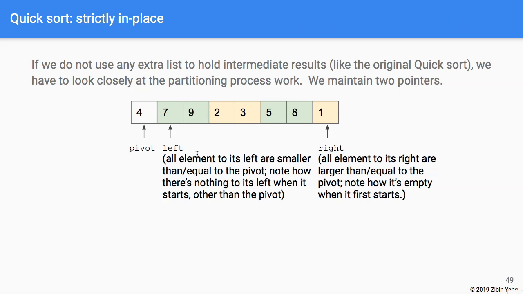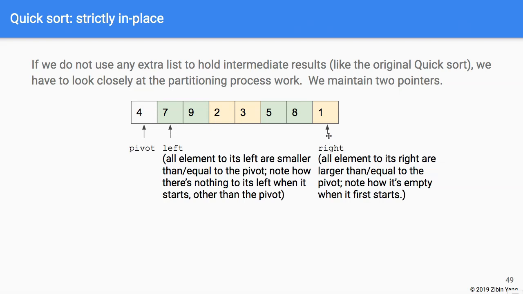Now, the significance of these pointers: for the left pointer, when we are done, all the elements to the left of the left pointer should be elements that are smaller or equal to the pivot. Note that when we start, there's nothing to the left of the left pointer, other than the pivot itself. That makes sense, because when we first start, we don't know if there's any element that is smaller than the pivot. So there's nothing in the smaller partition right now.